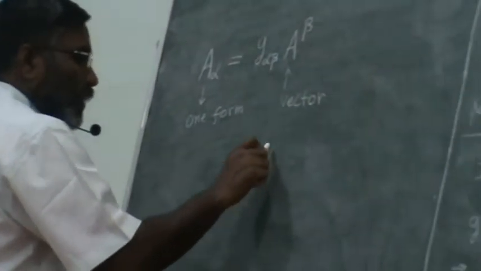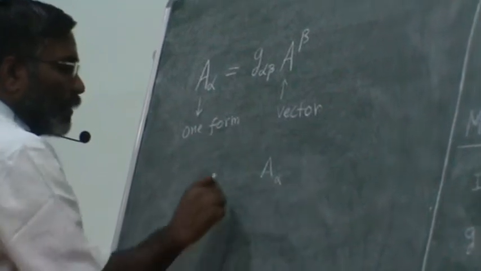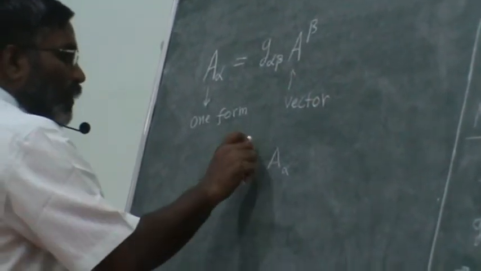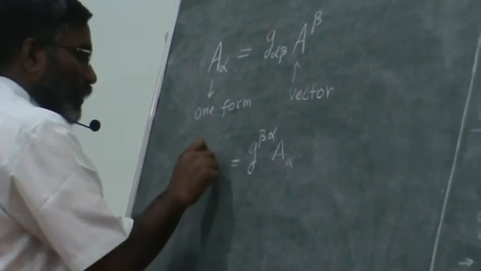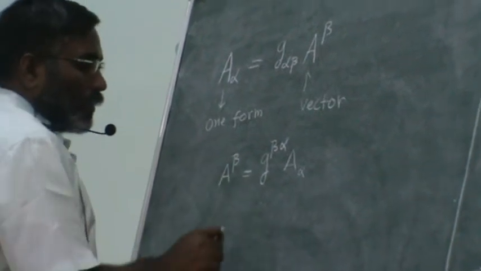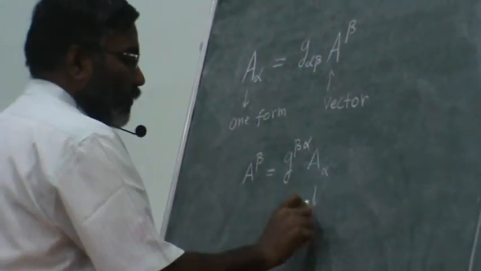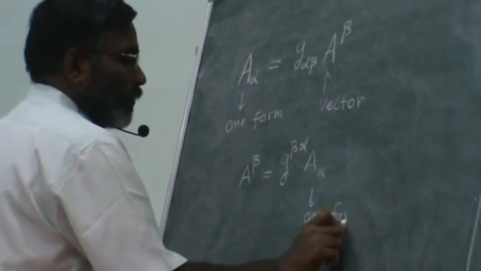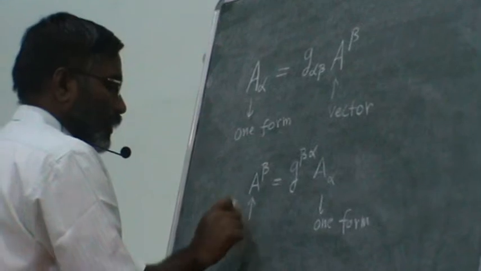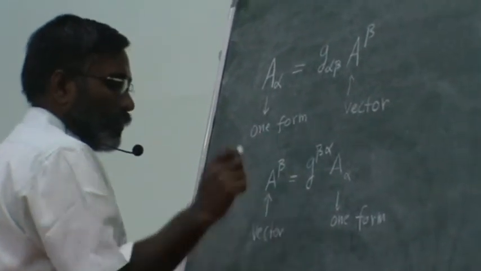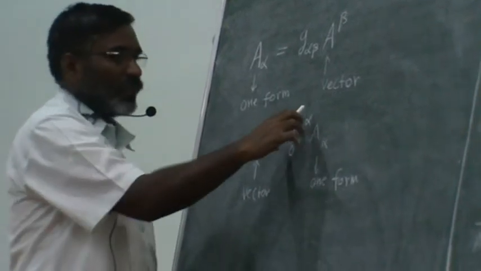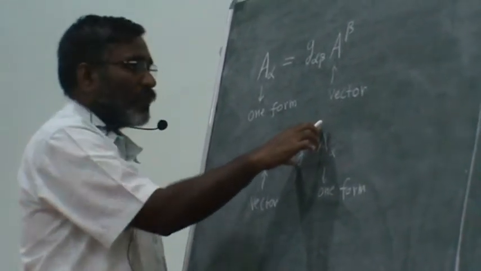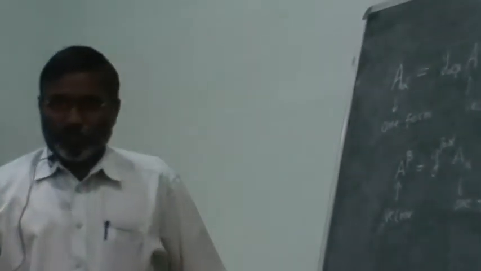Similarly, if you have a one-form component A_alpha, g^{beta alpha} A_alpha is equal to A^beta. This is one form, and this is vector. Now this superscript, whatever we are writing, the contravariant metric tensor, this is called contravariant metric tensor. Contravariant metric tensor is the inverse of covariant metric tensor.